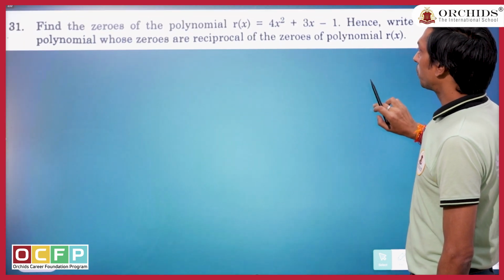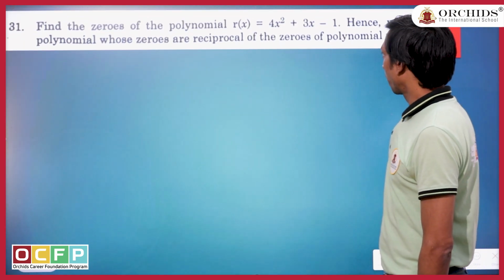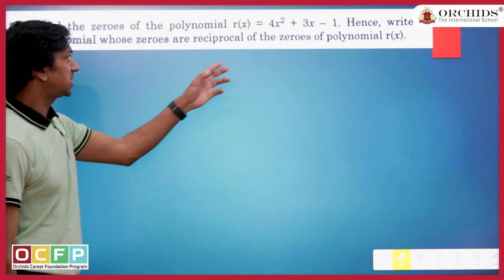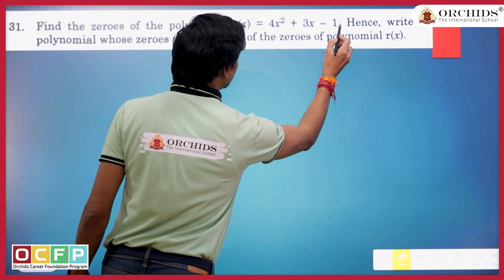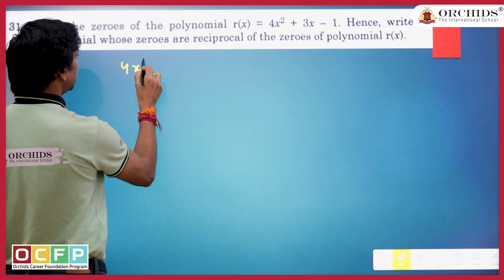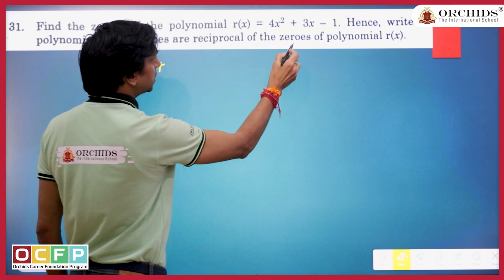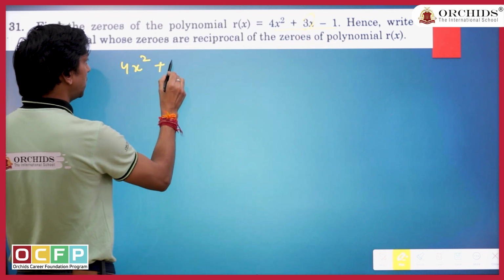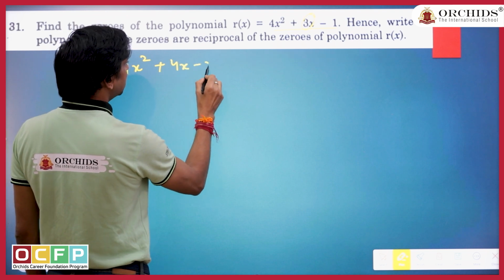Now find the zeros of the polynomial R(x), and hence write the polynomial whose zeros are reciprocals of these. First of all, we have to find the zeros of this. So we can do the factorization of this x square plus 3x, you can split the middle term so that sum equal to 3x and product equal to minus 4. So I can write it as 4x minus x minus 1.